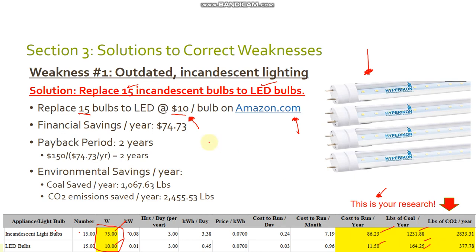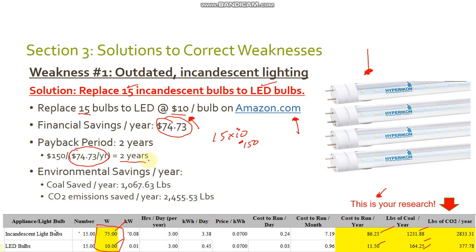Wow. And the environmental savings. Holy heck. So you can't tell the homeowner that they're going to save almost $75 per year until the initial investment is paid off. And the initial investment is 15 light bulbs times 10 bucks, which is equal to 150 buckaroonies. To find the payback period, you take the initial investment, 150, divided by the potential savings per year, which gives me a 2-year payback period.